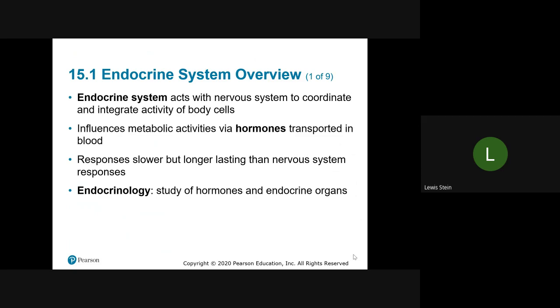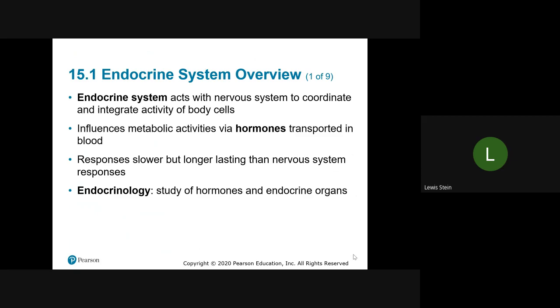Effectively, you have two major control systems in your body: the nervous system, which we've dealt with both last term and to some extent this term, which is rapid responses. You see something with your eyes, you react to it. If you have to grab something, you go and grab it. All of those we do in fractions of a second.